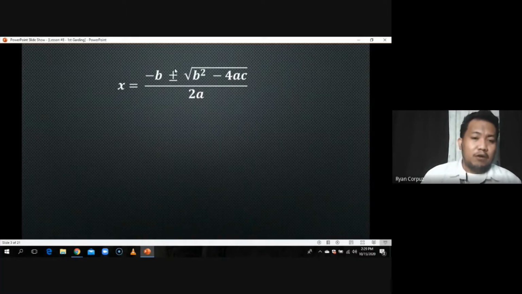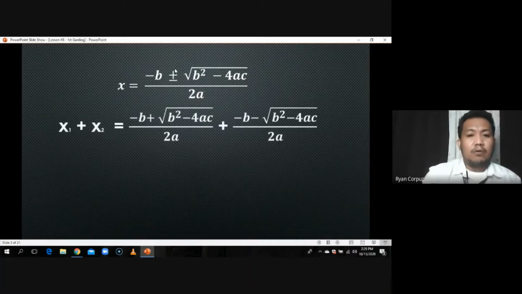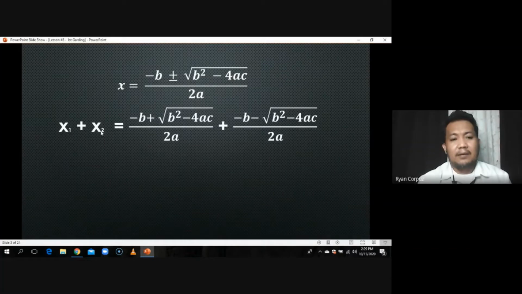So what if we are going to add the two solutions to find the sum of the roots? So, x sub 1 plus x sub 2. So, yung plus or minus sign na, pag-ihiwalayin natin yan.